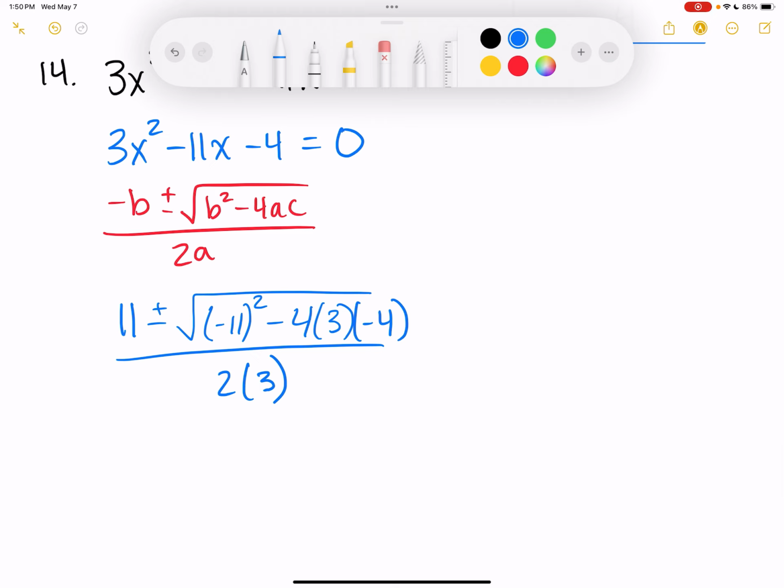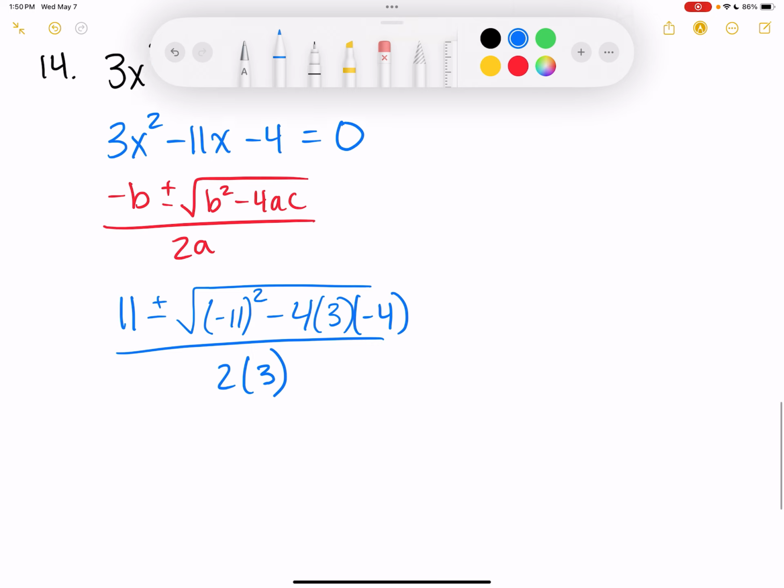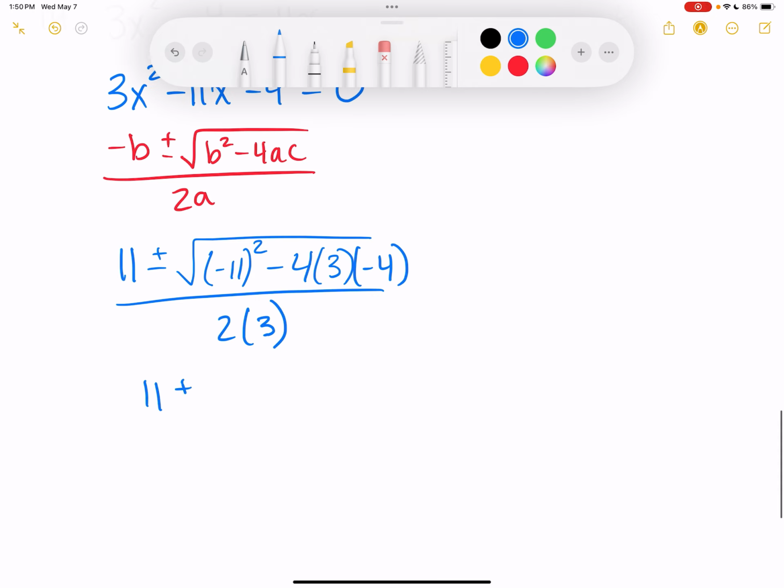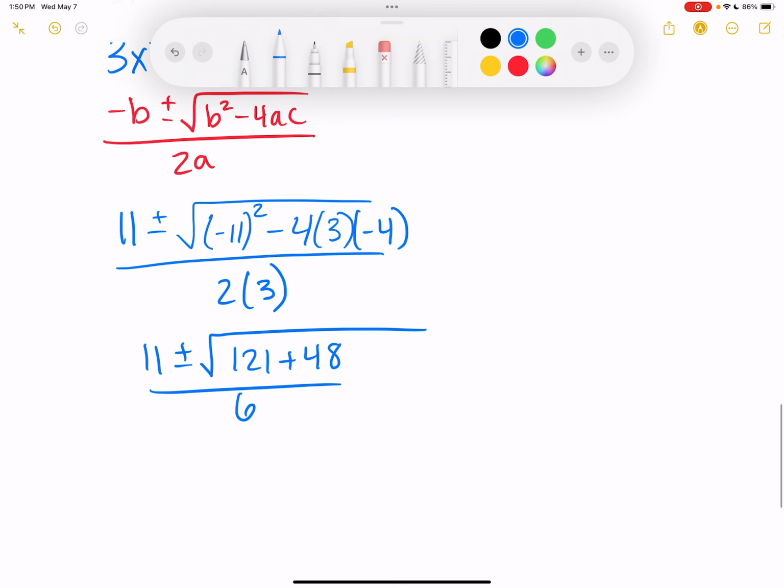All right, so now I'm going to simplify this. So I've got 11 plus or minus the square root. What's negative 11 squared? 121. What's negative 4 times 3 times negative 4? 48. Yep, positive 48. And 2 times 3 is 6. So then I've got 11 plus or minus the square root of 169 over 6.